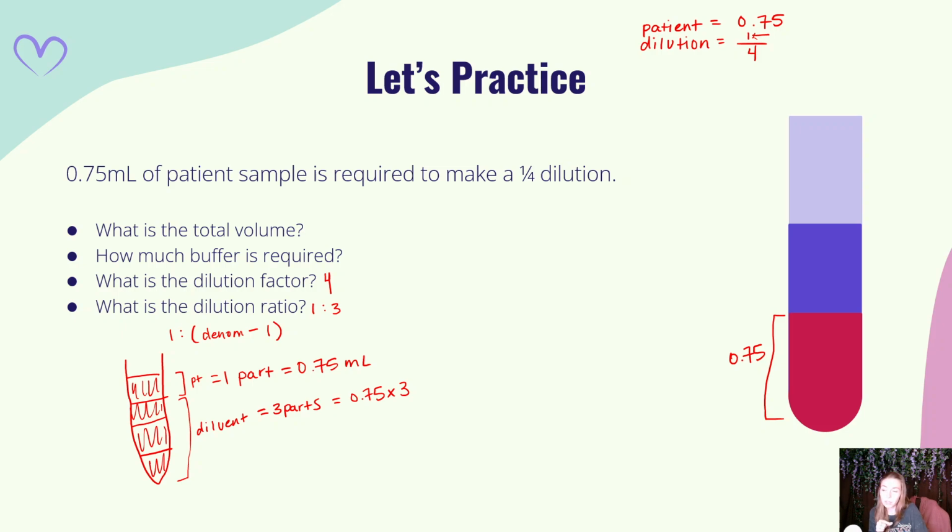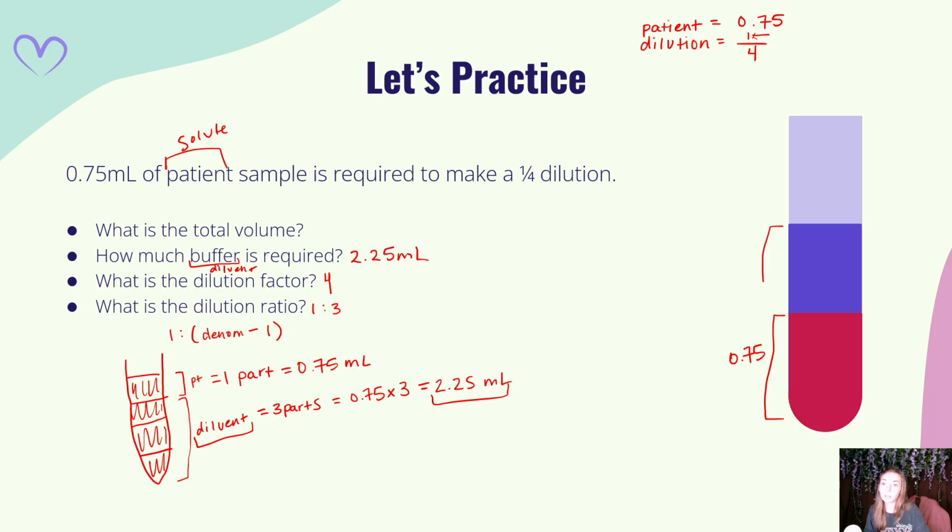0.75 times 3 is, what would that be? 1.5, 2.25, right? I think it's 2.25. Yeah, it's 2.25 mils. Our patient sample is our solute. Your buffer is going to be your diluent. We have just solved for that, so that's going to be 2.25 milliliters.